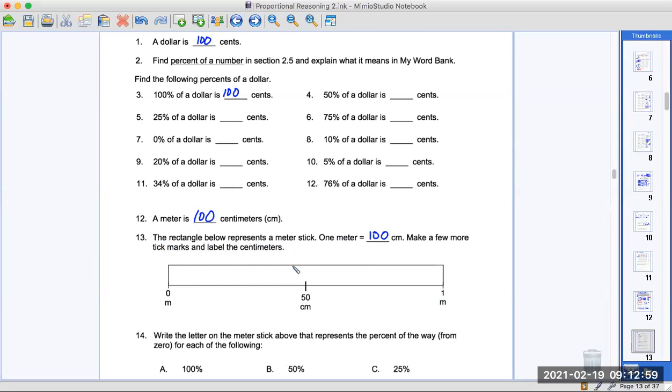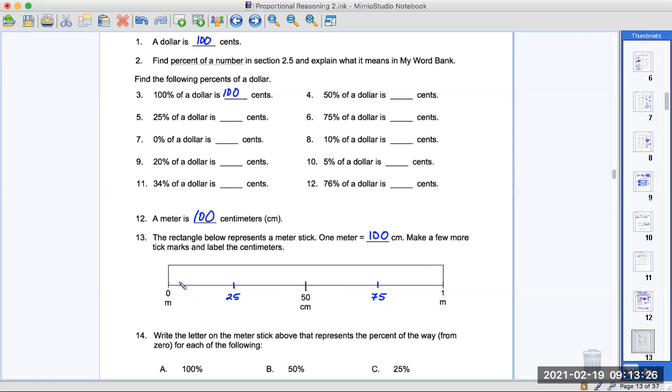Make a few more tick marks and label the centimeters. Well, in the middle, you got 50, that's half. Then you can cut that in half and that in half. That makes this 25 and this 75. And then if you want, you can cut these into 5 equal parts and then label each with another increment of 5. So you're going to go up 5 each.